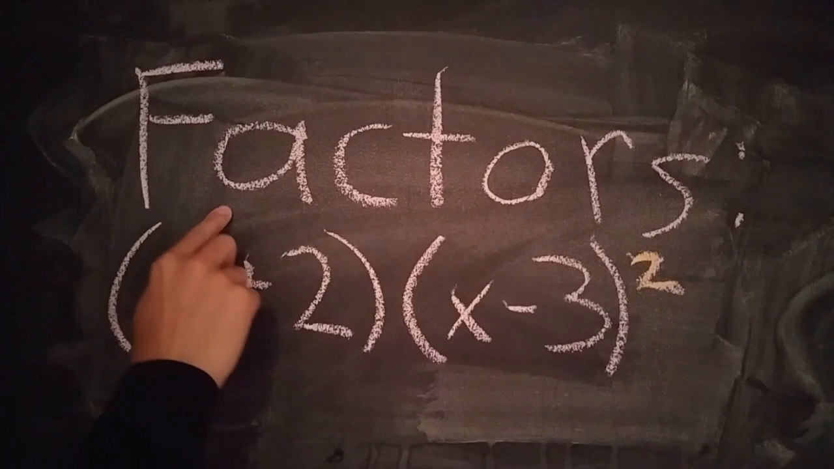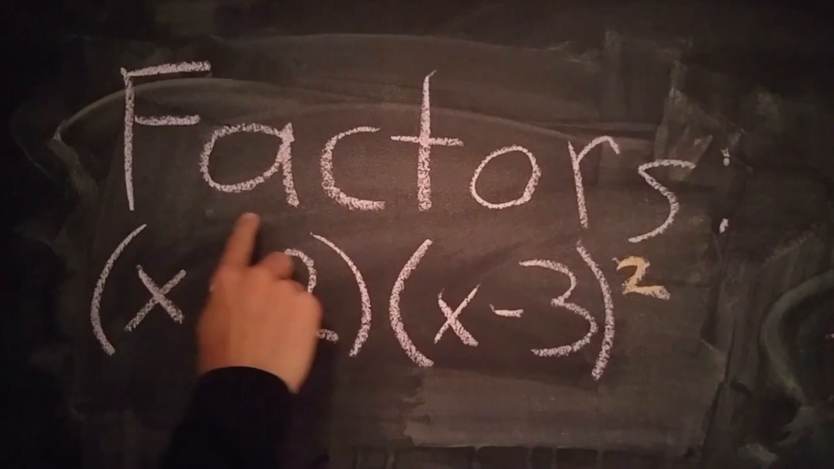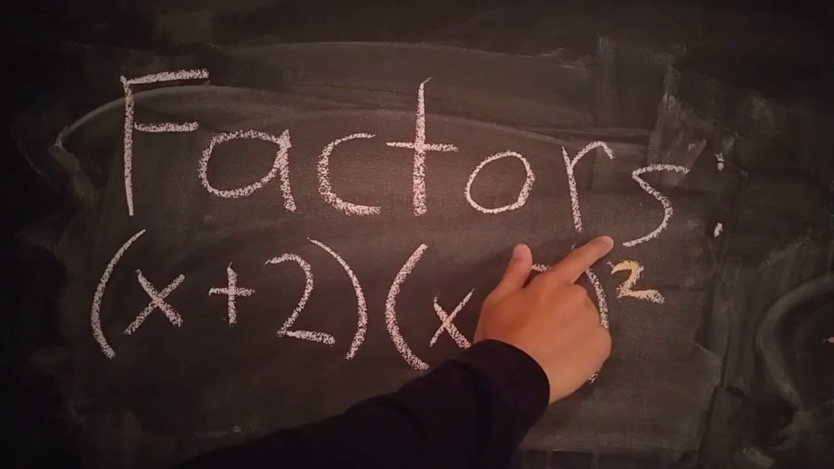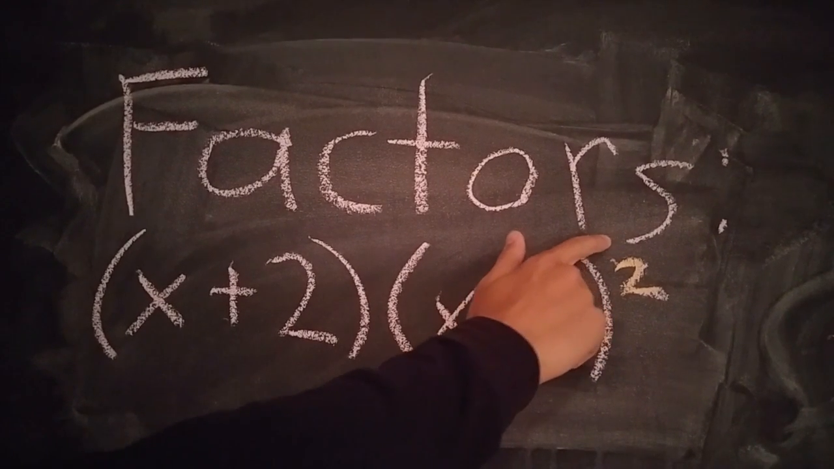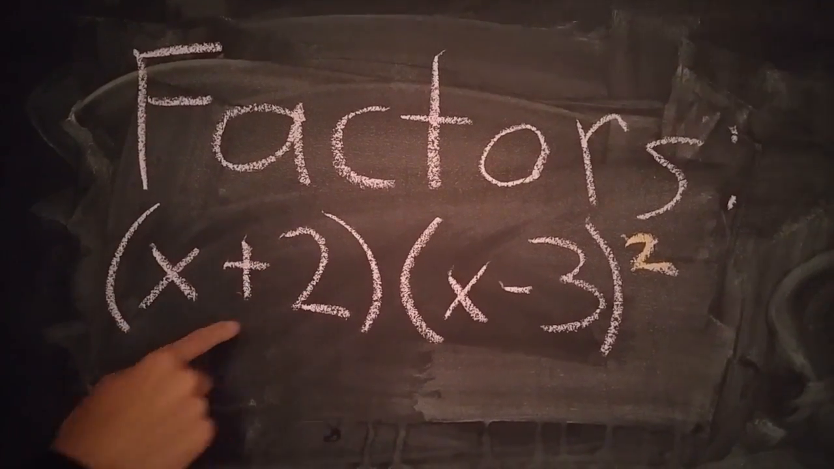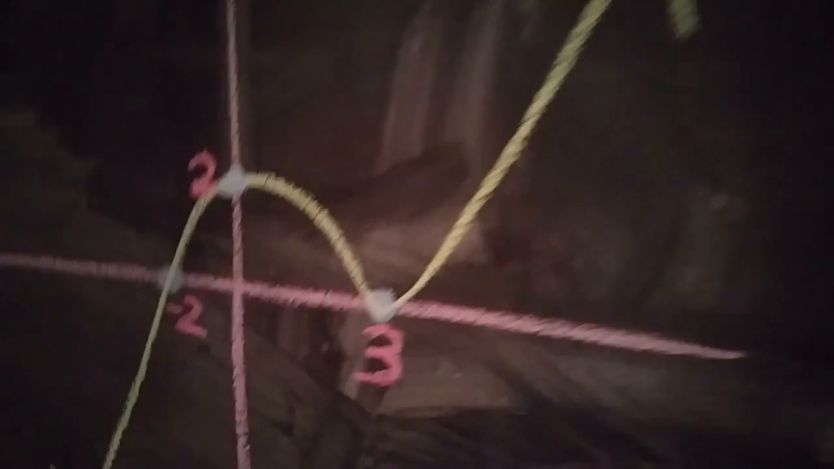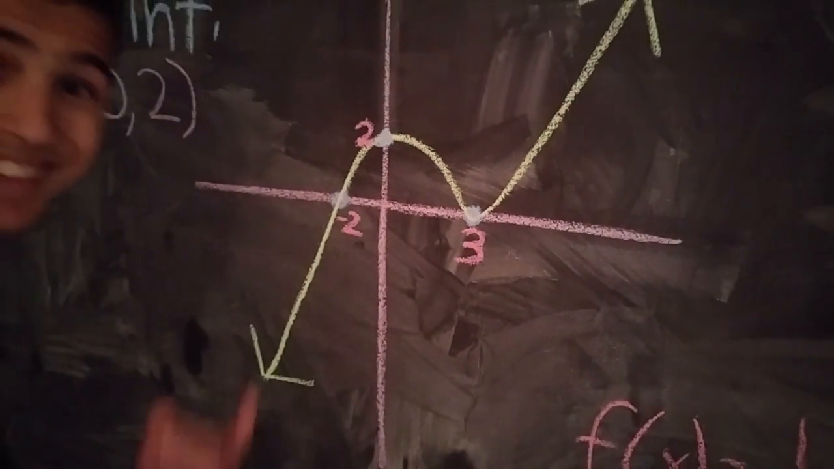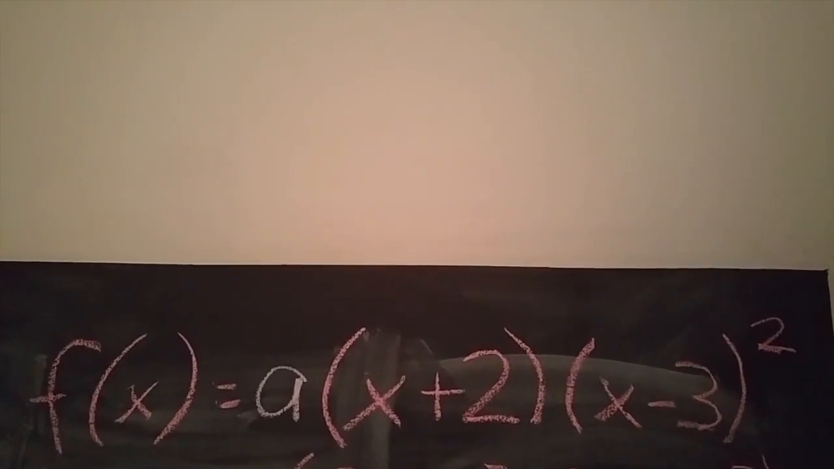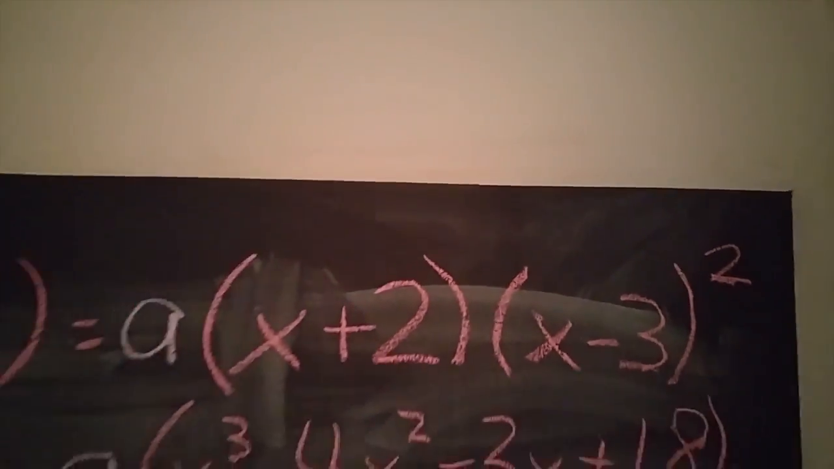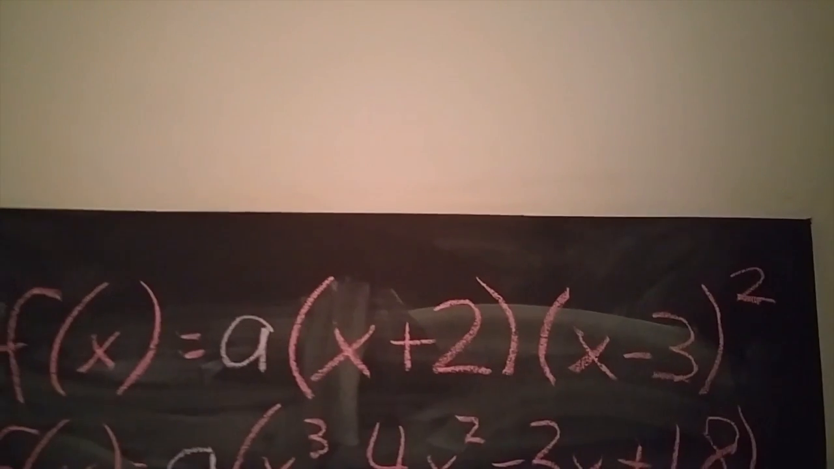Alright guys, so here we can see we have our factors, which are going to play a big role later on when we're going to find the equation of the polynomial for our graph. So we can see that our factors are x plus 2 and x minus 3 squared, because remember it's touch and go and it has a multiplicity of 2. And here's both of them on our graph. Now to get our polynomial, we're going to need to multiply these factors and use this a as the leading coefficient. And now we're going to find the leading coefficient.